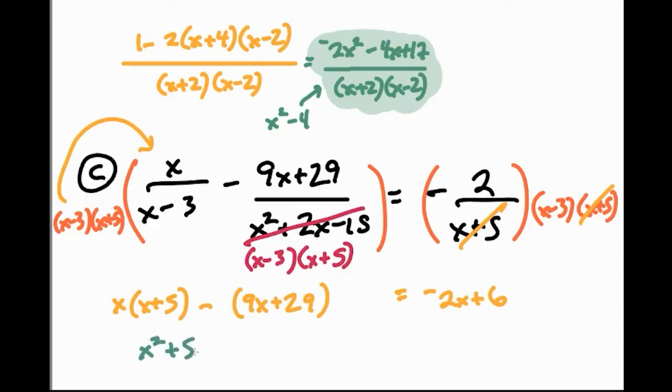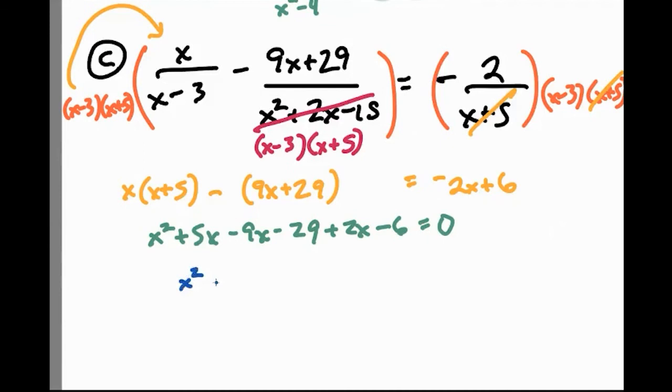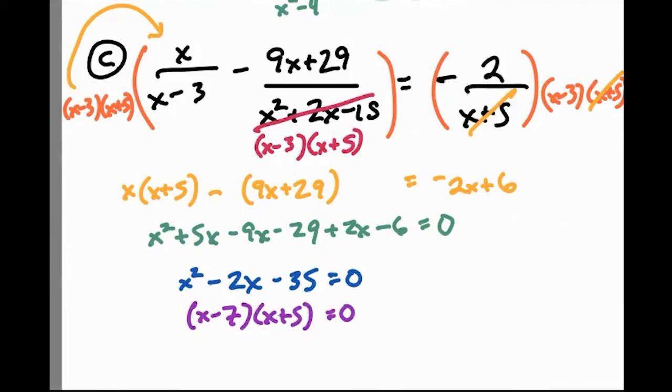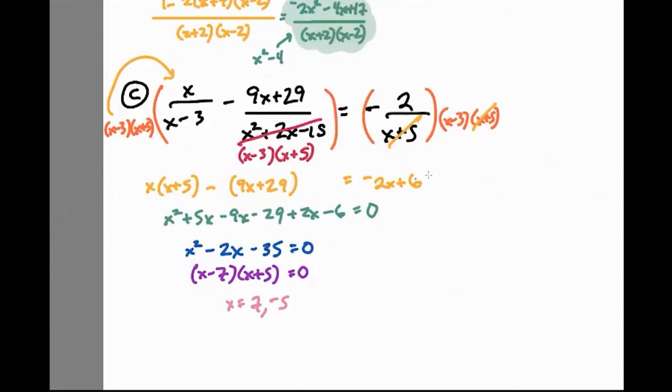So you're going to get x squared plus 5x minus 9x minus 29 plus 2x minus 6 is equal to 0. So it's going to be x squared minus 4x plus 2x, that's 2x, and then negative 29 minus 6 is negative 35 is equal to 0. Yep. Okay, and then we have x minus 7 times x plus 5 equals 0. Solve this out, you should get 7 and negative 5, but you cannot have negative 5 as one of the answers because then you'd be dividing by 0, so that's an excluded value, extraneous solution, we don't want it. So the final answer for this one is x equals 7.